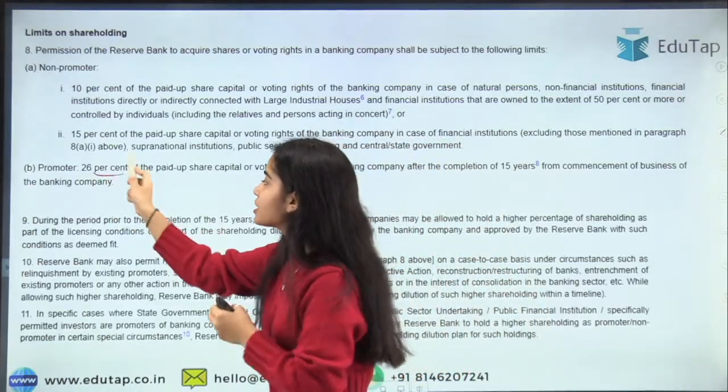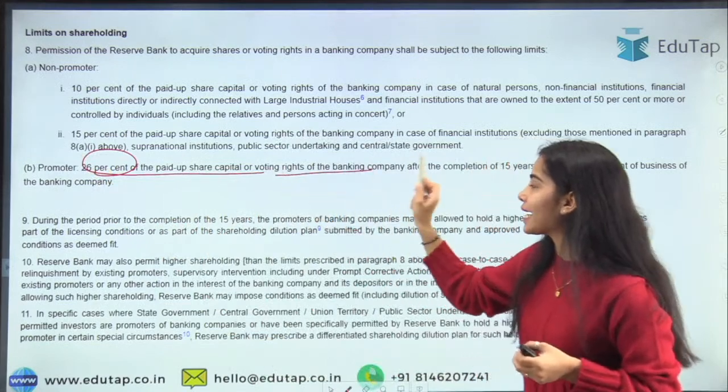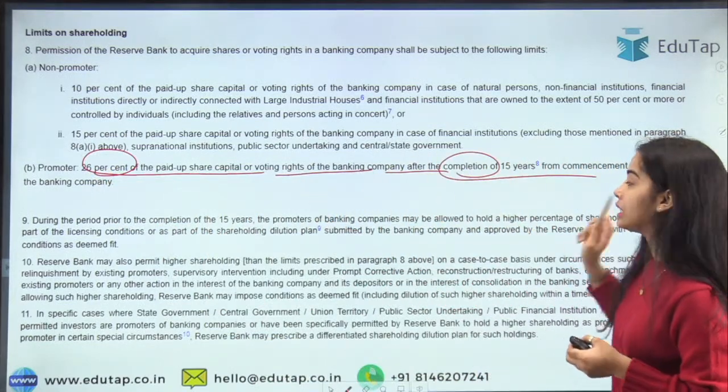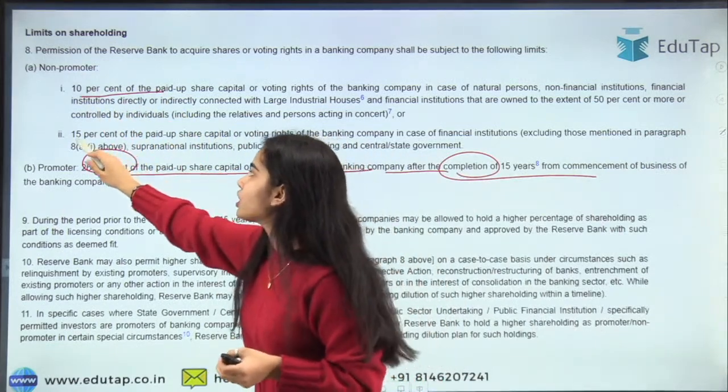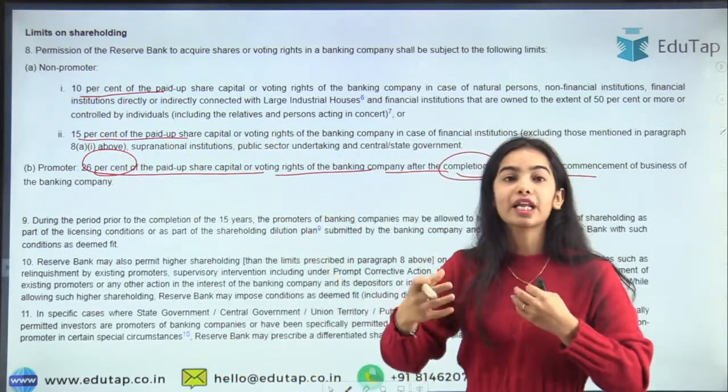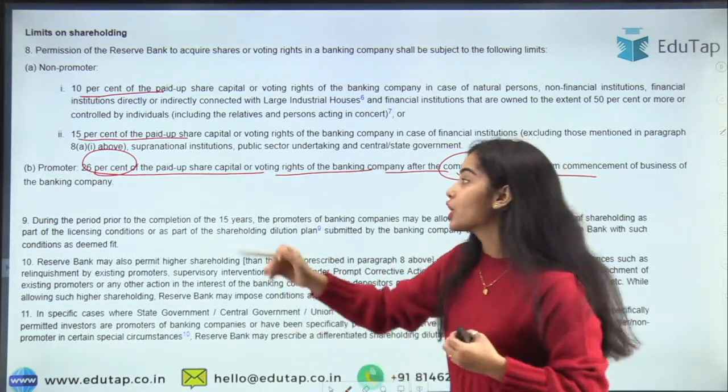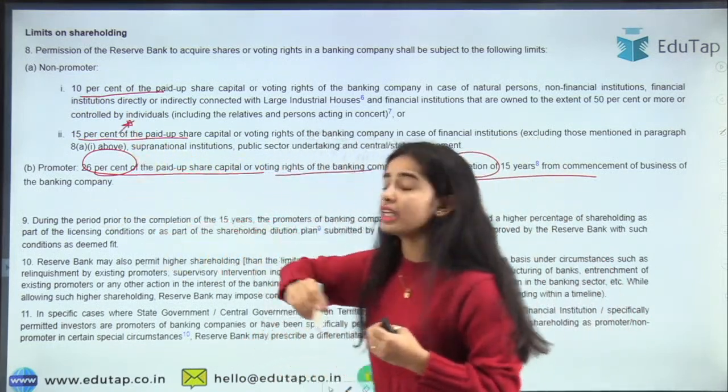Also, the 26% of the paid up share capital or voting rights of the banking company after the completion of 15 years, this is the limit. For the people, 10% is the limit, and for the big institutions, financial institutions that are not connected with some business, they have 15% of the limit.